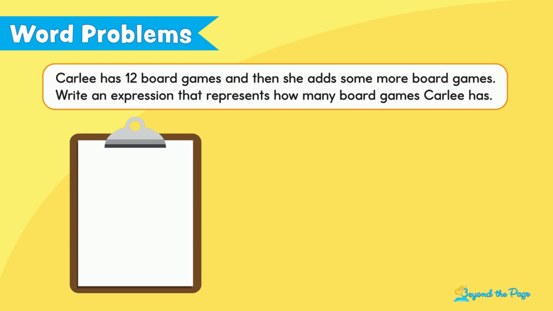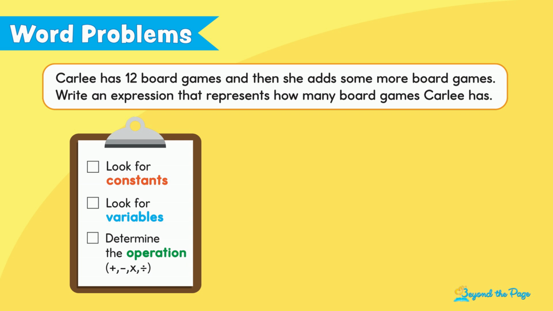Remember that you're looking for constants, which are unchanging values, and variables, which are values that can change or are unknown. You're also using logic to determine which operation the word problem suggests. The constant in this problem is 12, because the number 12 has an unchanging value of 12. What is the variable or unknown value? You know that Carly gets some more board games, but you don't know how many that is, so you show this value with a variable such as n.